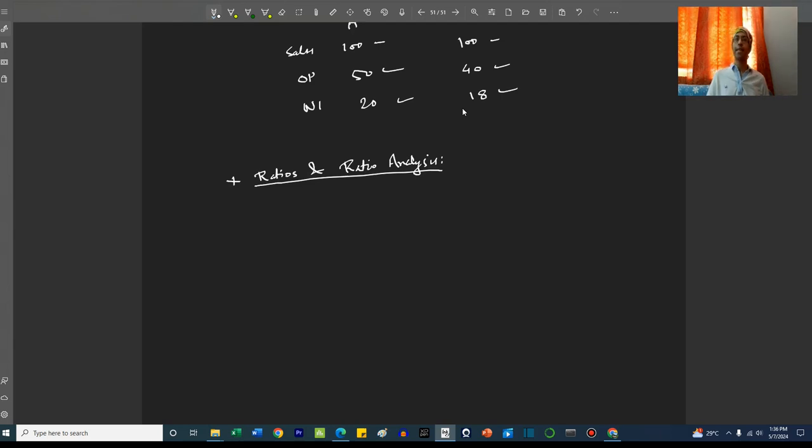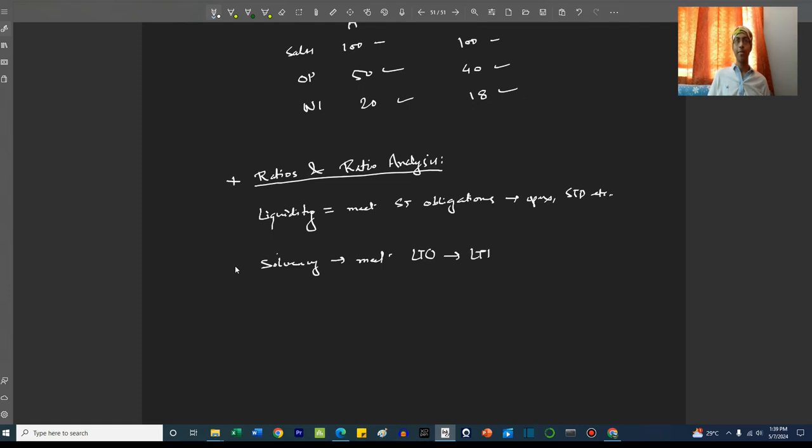There are various factors that a company has to take care of. It has to take care of liquidity. Liquidity basically means it should be able to meet its short-term obligations. This can be operating expenses, short-term debt, etc. Then there is solvency. Solvency means the company should be able to meet its long-term obligations, which basically means long-term debt.